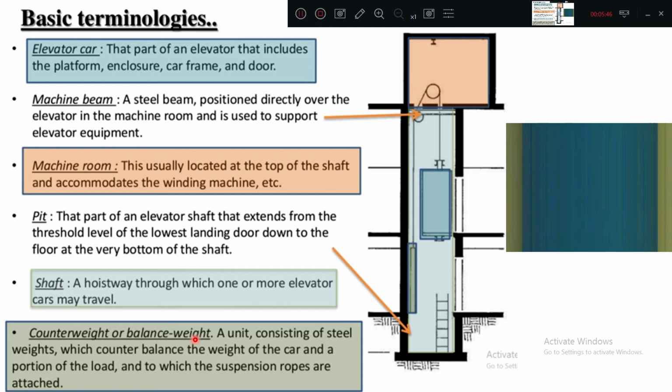Counterweight or balance weight, a unit consisting of steel weights. This portion is called the counterweight or steel weight, which counterbalances the weight of the car and a portion of the load, to which the suspension ropes are attached. These are called suspension ropes, and these are attached to it.